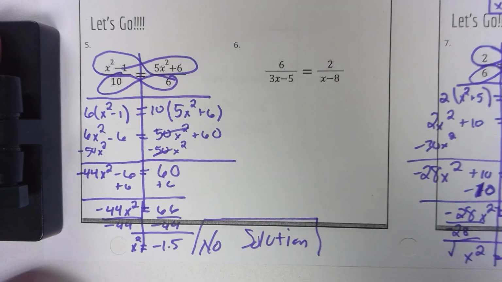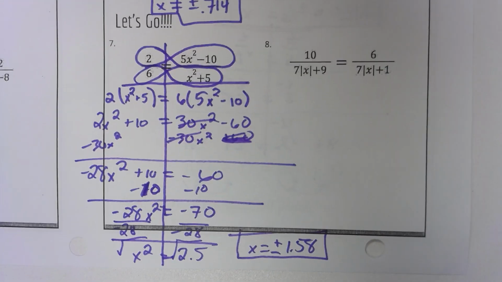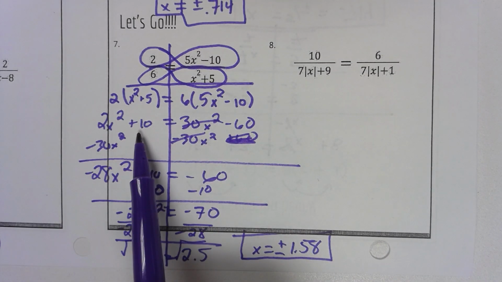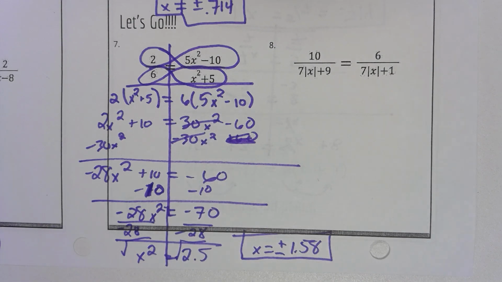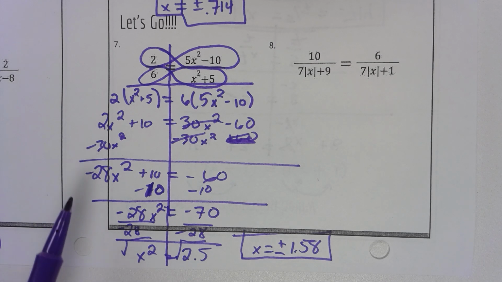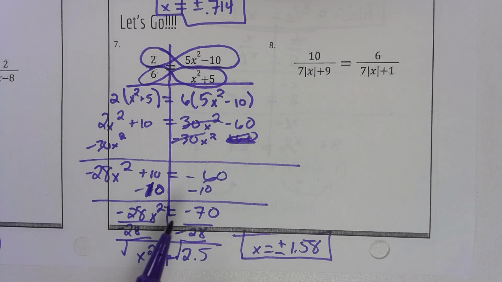All right, and then number 7. I can go back to either one if anyone needs. Okay, but number 7, I distribute the 2 to get 2x squared plus 10. Distribute the 6 to get 30x squared minus 60. Then I subtract the 30x squared from both sides. 2 minus 30 is negative 28x squared. I still have plus 10. So I have minus 60.